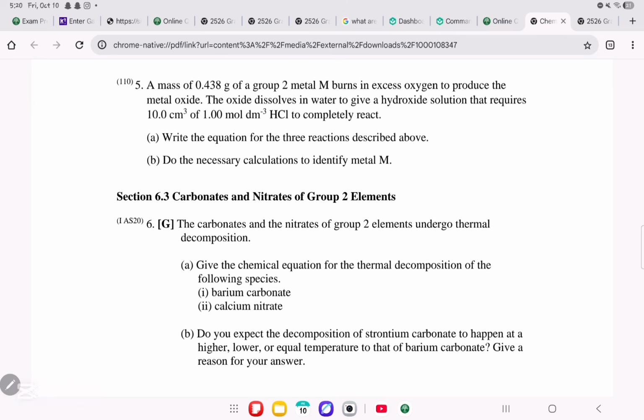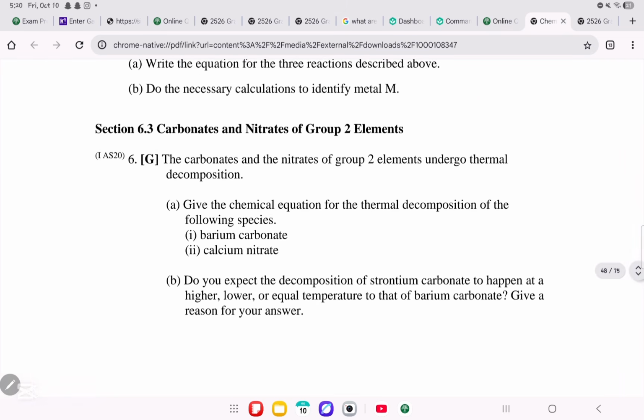Perfect. Now we move on to 6.3. 6.3 has, from question 6 to 11, like 5 questions, but they're long and require a bit of concentration, so I'll try my best to finish them.